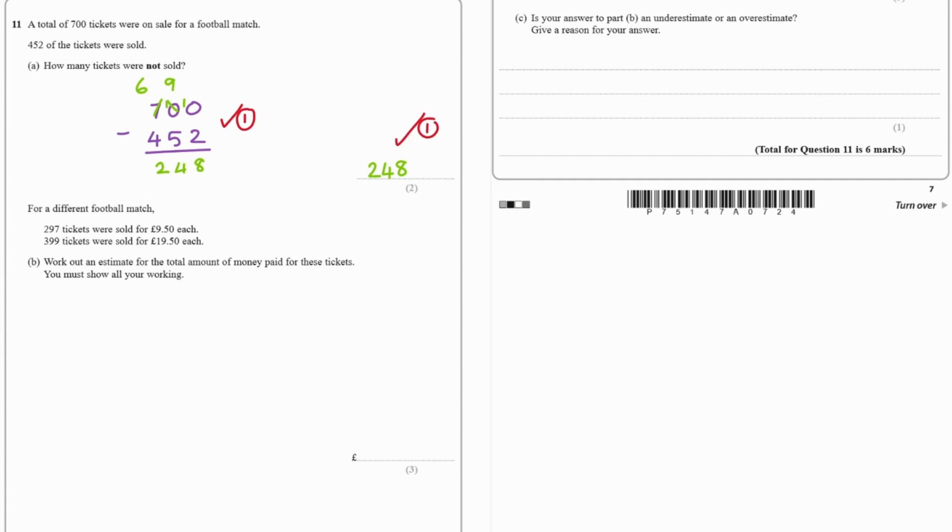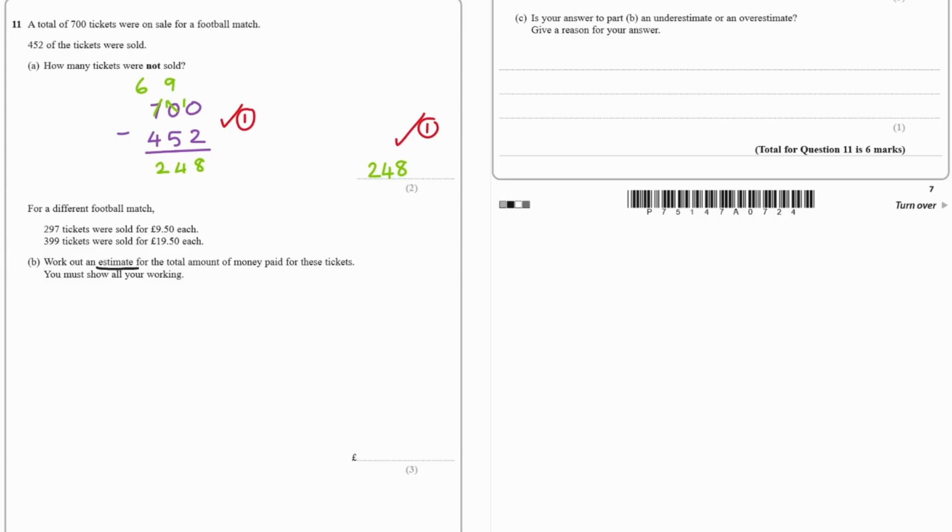The next part says, for a different football match, 297 tickets were sold for £9.50 each. 399 tickets were sold for £19.50 each. Work out an estimate for the total amount of money paid for these tickets. You must show all your working.